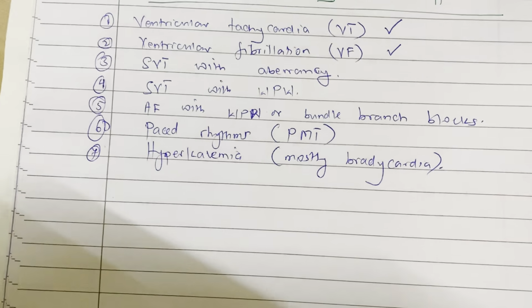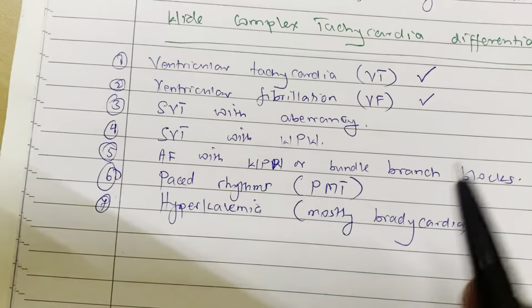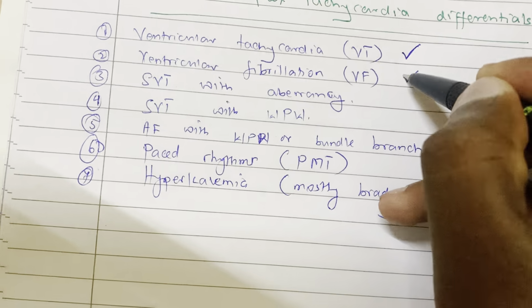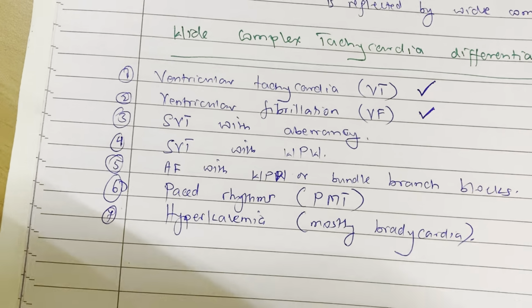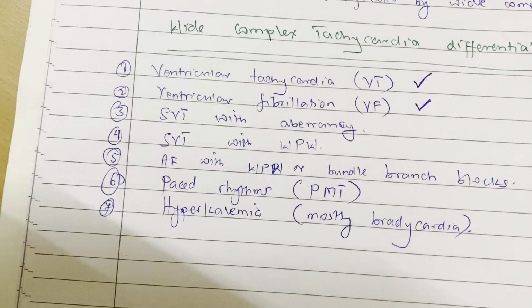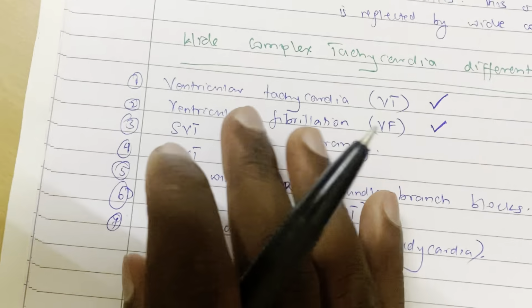Paced rhythms, very advanced, we are not going to see. Hyperkalemia, that one I will handle on the physiology side, and the ECG, normal ECG in hyperkalemia. So these are the differentials. My focus is going to be these two: ventricular tachycardia and ventricular fibrillation. Ventricular fibrillation, nothing much to do, but ventricular tachycardia is the most common.